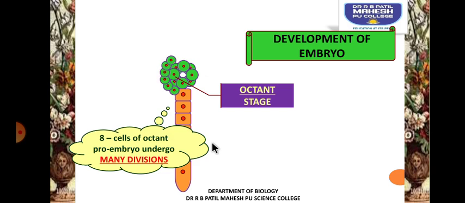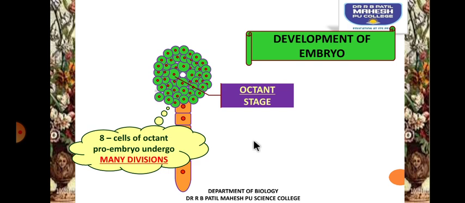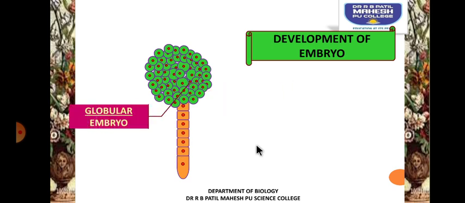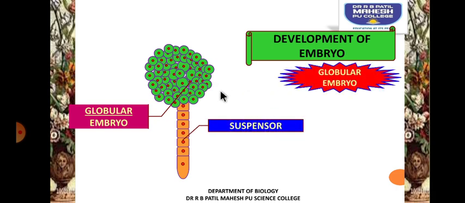See there, they are going to produce a globular embryo first, then the heart-shaped embryo, and finally a mature embryo. Can you see there, the cells are dividing many times and result in the 3 stages of the embryo: globular embryo, then heart-shaped embryo, and then what? The mature embryo. This one where the cells are just clubbed together is called globular embryo.